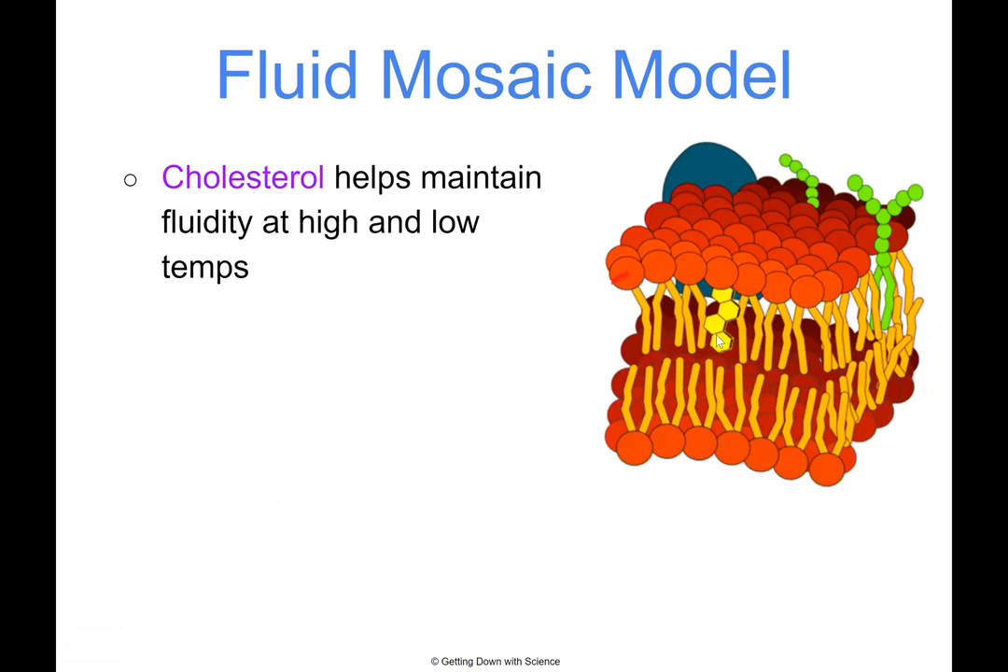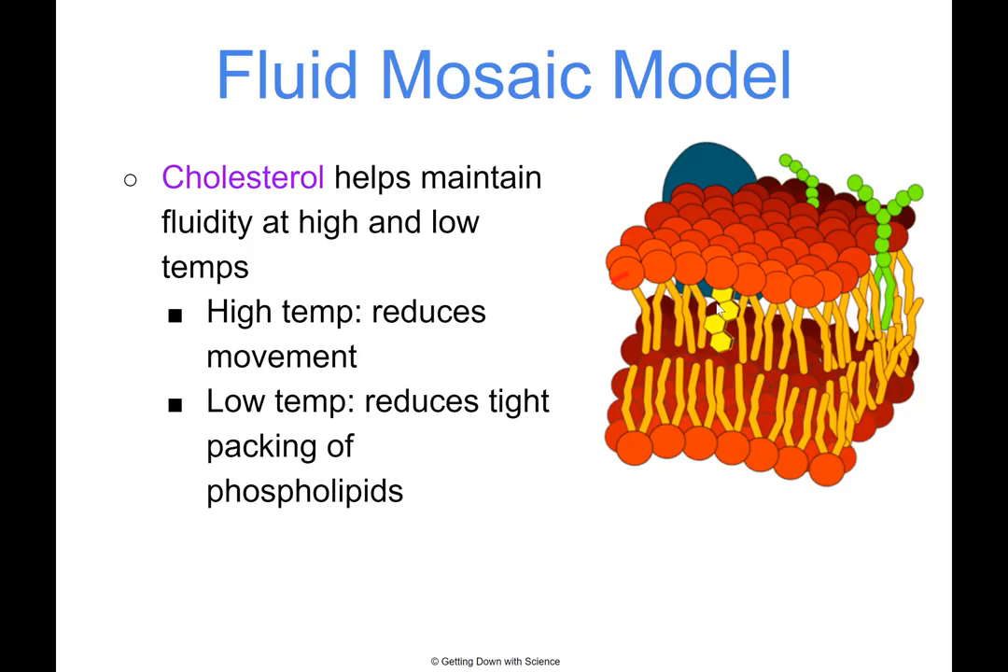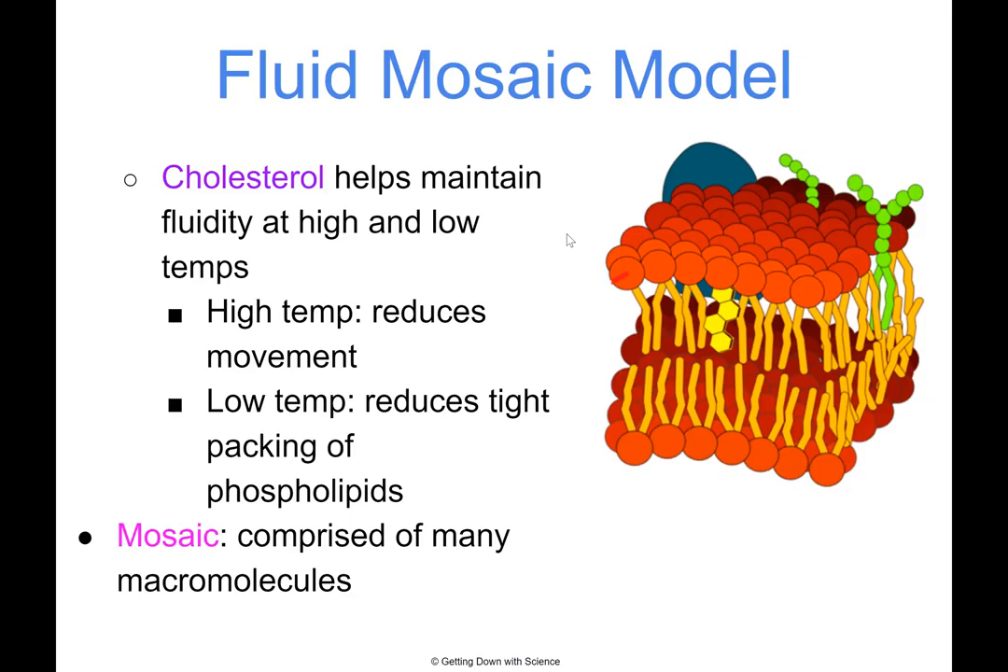So cholesterol, I know everybody's like, oh, cholesterol, it's so horrible, but cholesterol is actually very important. That's this yellow part. At higher temperatures, it reduces the movement so it can't separate too much. And at lower temperatures, it keeps those phospholipids from packing too tightly together. So it's really important in terms of the structural component. And that's that yellow piece in the middle. So we call it a mosaic because it's made up of all these different types of macromolecules. So it's not just one specific type of molecule.